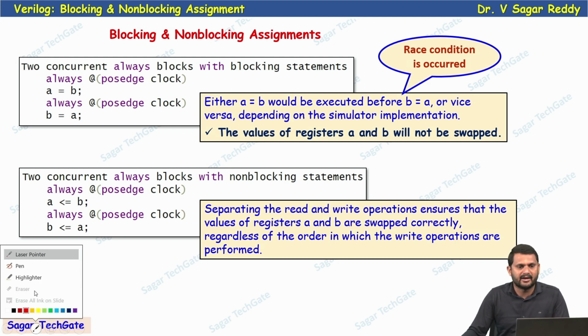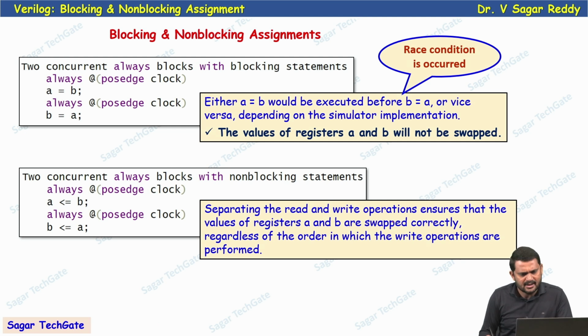Now see, if I take the same example, assume that A equal to 10 and B equal to 20. Assume this first always block will execute. What is the value of B? Now B is 20, sorry, we read B's value and it will be stored in some intermediate variable. We won't assign it to A immediately because it executes in zero simulation time.